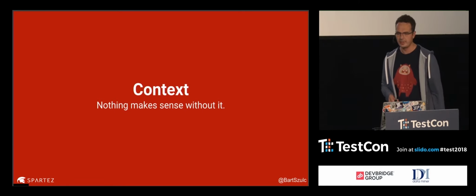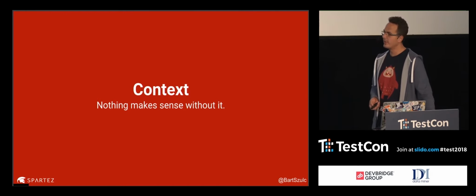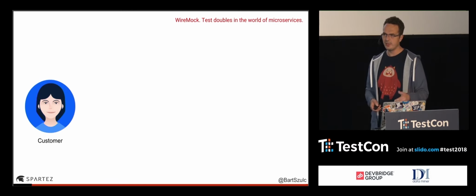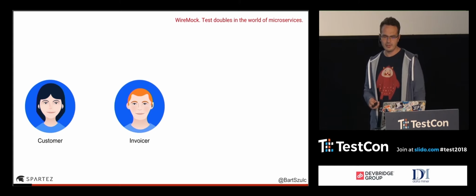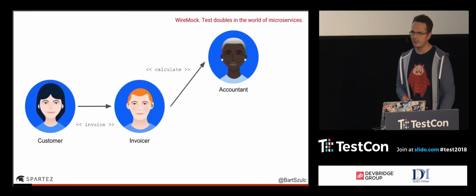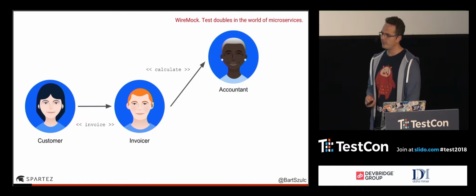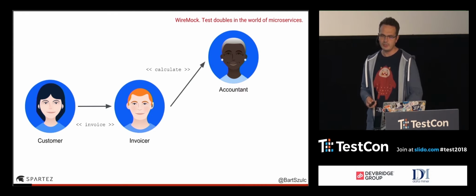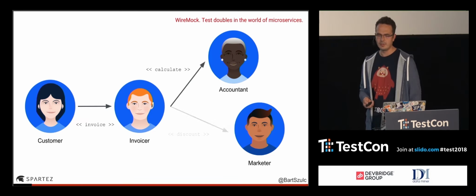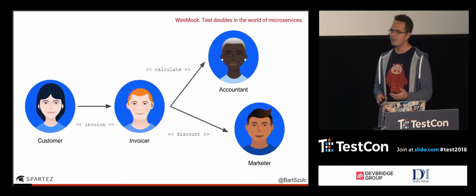Okay, so let's start with the context. Nothing makes sense without it, right? So I'm going to talk about an example, show you how to use the tool on the example. So this is a real world situation that you may find yourself in. Let's say that you are a customer and you want to get an invoice. So you are sending a request to some folk, give me an invoice, right? And this folk is probably talking to an accountant to get the total amount of money you need to pay, to ask that accountant to calculate something. And probably there is also some guy who works in marketing who calculates the discount that you're getting for your order, right? So this is something that you may encounter in real life.